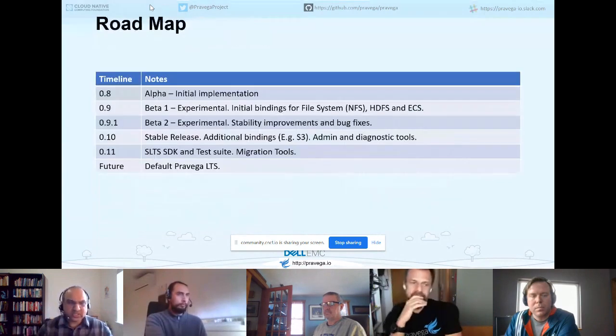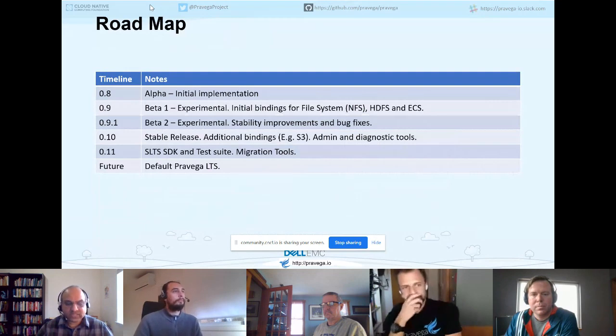So let me conclude by giving a sneak preview of the roadmap. Again, this is tentative. We are not committing to any dates here. SLTS is an experimental feature. Things might change. It's a new feature, so we might shuffle what goes in what release. But here is a general timeline. We had an alpha release of SLTS in 0.8. 0.9 is where we are introducing SLTS. It's experimental. We have initial bindings for file system, for HDFS, for ECS.